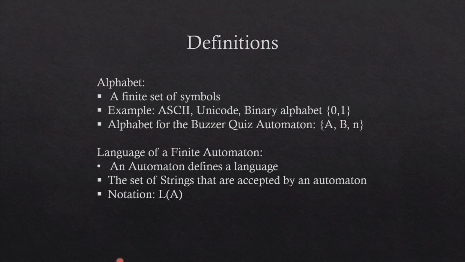Now, what is the language of a finite automaton? The job of any automaton is to define a language. The language of an automaton is a set of strings that are accepted by that automaton. That means if we process those strings that belong in the language of an automaton, it will end up in a final state. The notation that represents the language of an automaton is L of A, where A is the automaton, and L, as you can guess, stands for language.